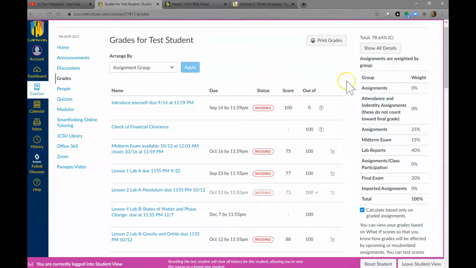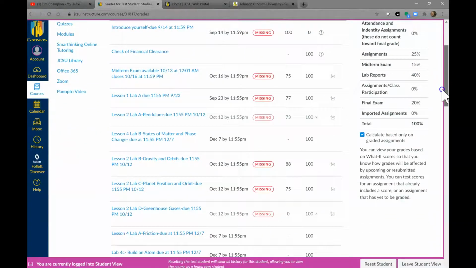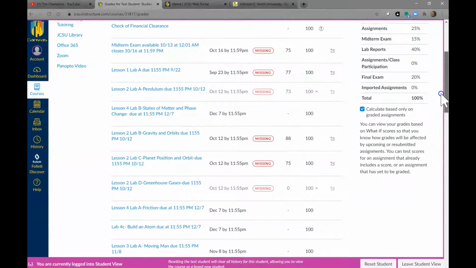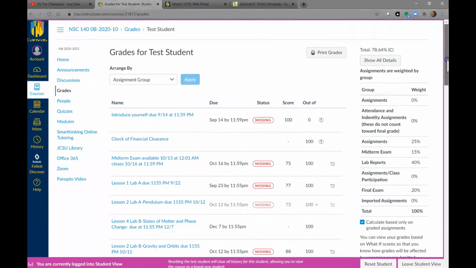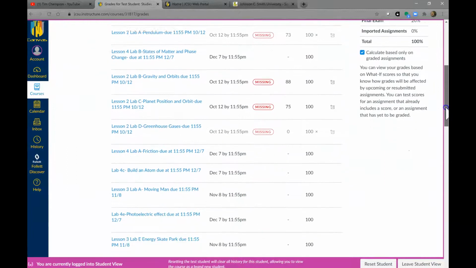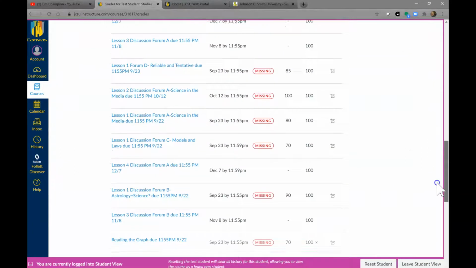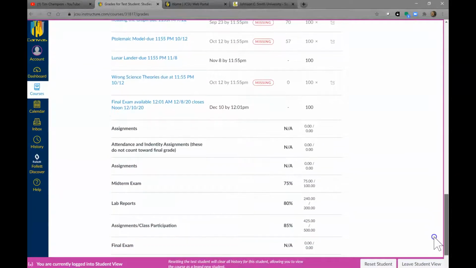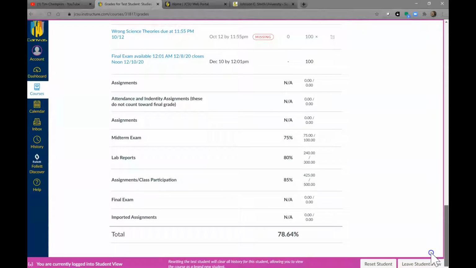Over here on the right hand side of the screen, we have a total grade. And we have the weightings for the different groups, and that's a little confusing. We'll talk about that in a minute. And then there is apparently some way of doing what-if scores. I'm not sure I know how to do that, but apparently you could do that in Canvas. And then you have listed at the bottom the things that we have grades for.